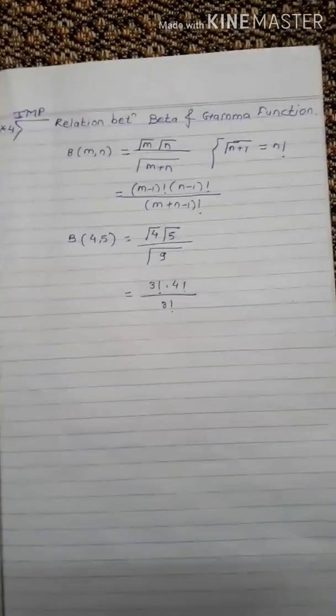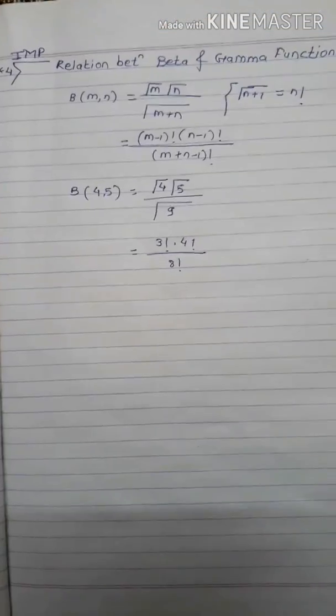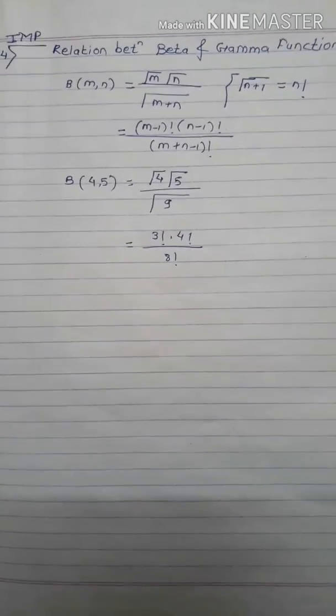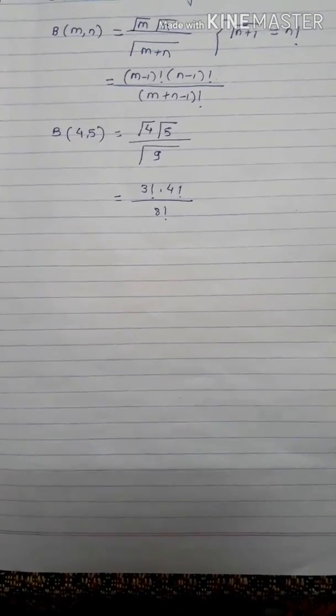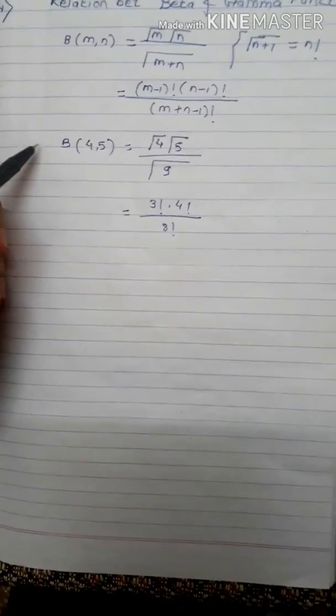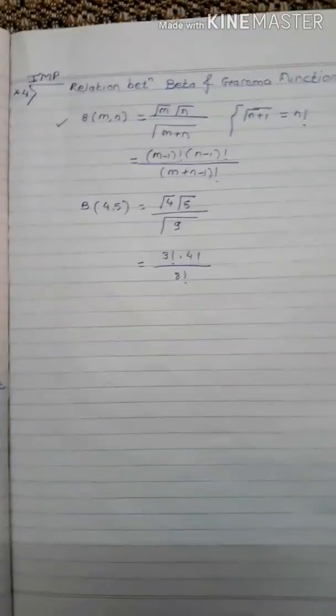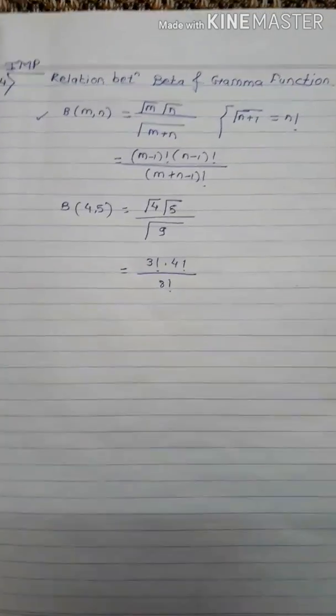Okay, so while solving examples, we are majorly going to use this property. Firstly we are going to compare the given equation with the definition of beta, and if it matches with the definition of beta, we are going to figure out the value of that beta function directly using this property. So that's why this property is pretty important.